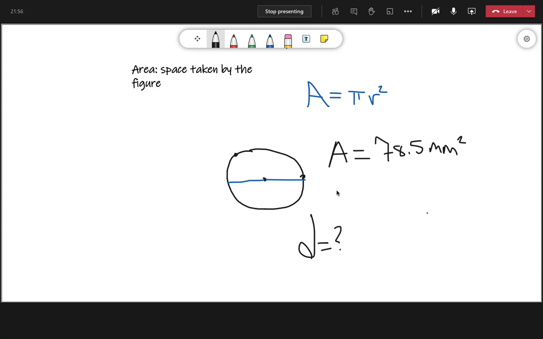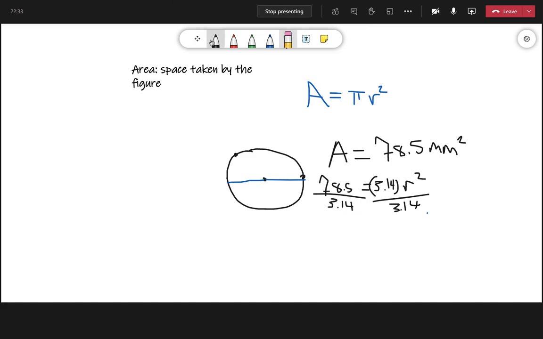The first thing we know is the area is equal to pi r squared. So we know 78.5 is equal to pi times the radius squared. Well, the first thing I know is pi is a number. So I'm going to rewrite it as 3.14. That's the one I'm going to use. 3.14 times r squared. We're going to divide both sides by 3.14 in order to get r by itself. And I'm going to move the diameter over here. That way we have more space.